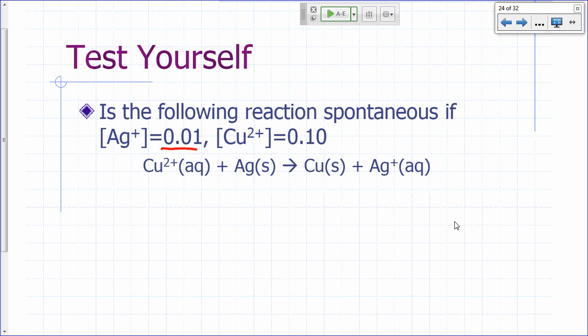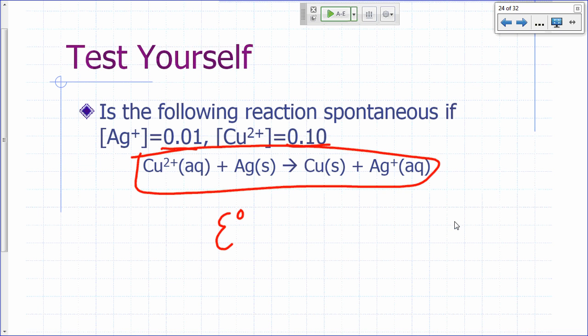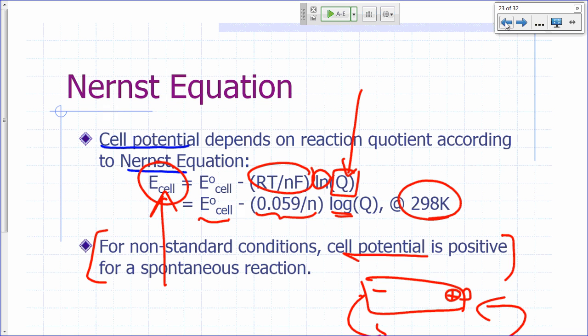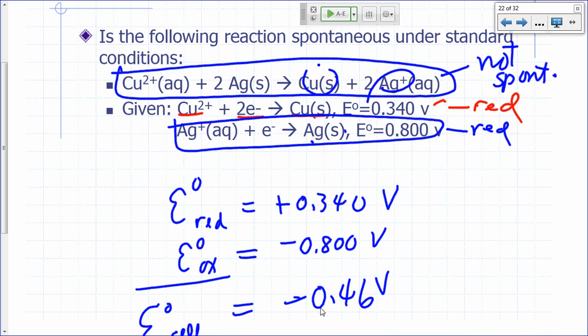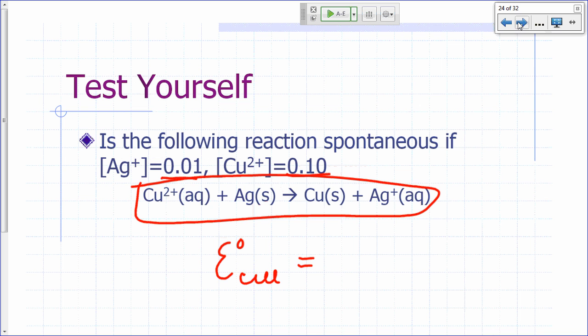If your silver ion concentration is 0.01 and copper is 0.01, we'll just assume those are your activities. What do we need to do here? What did we say was the standard cell potential for this? We did this earlier, copper ion plus silver. We knew it wasn't spontaneous under standard conditions, and we found that standard cell potential earlier to be negative 0.46 volts.